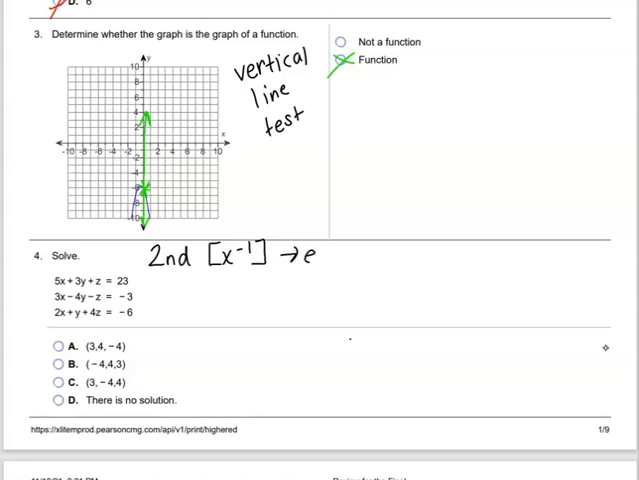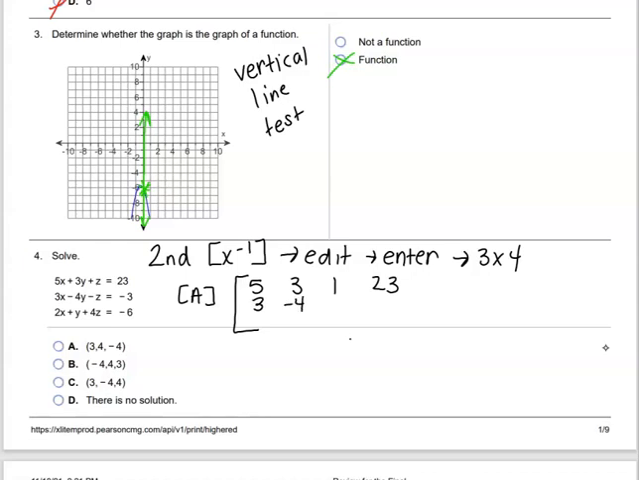We're going to go over to edit, and this is going to pull up matrix A. We're going to want to put in a matrix that is a 3 by 4, 3 rows, 4 columns. And so we've got 5x plus 3y plus 1z equals 23. They do have to be lined up like this: x's, y's, z's, and then your answer. 3x minus 4y minus 1z is equal to negative 3.